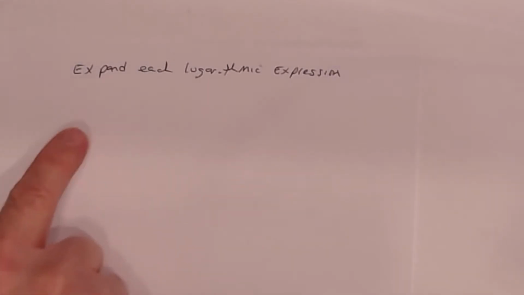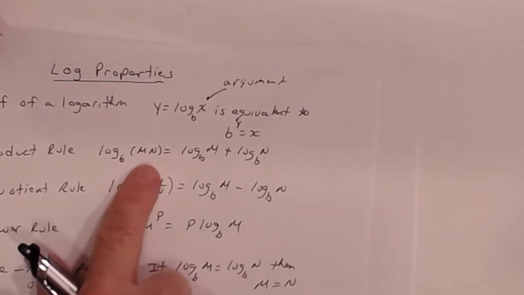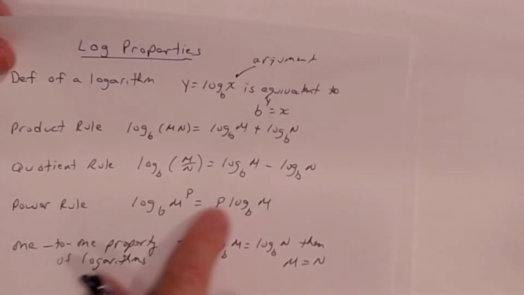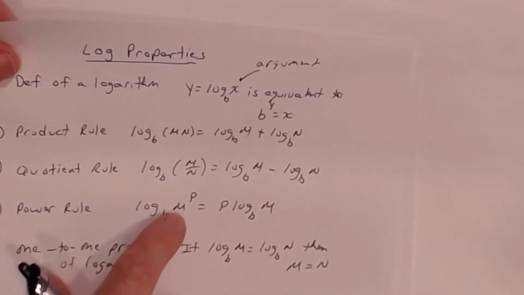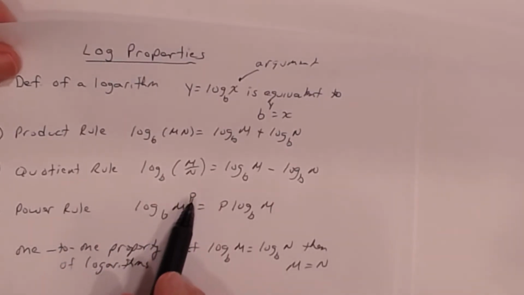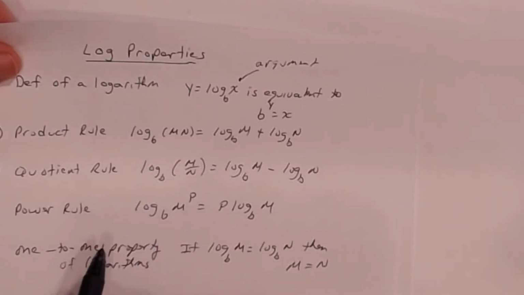So just remember, expand means you're going from a single logarithm to more than one. Even though there's still one log here, when you have a power, you're expanding whenever you rewrite that exponent as a coefficient. Okay, so let's do number one. We're going to start off with an easy one. So let's look at the first one.